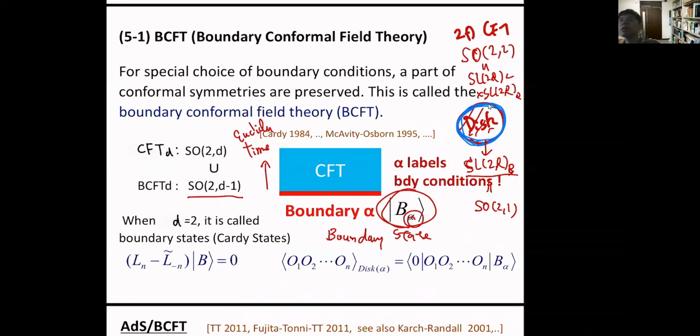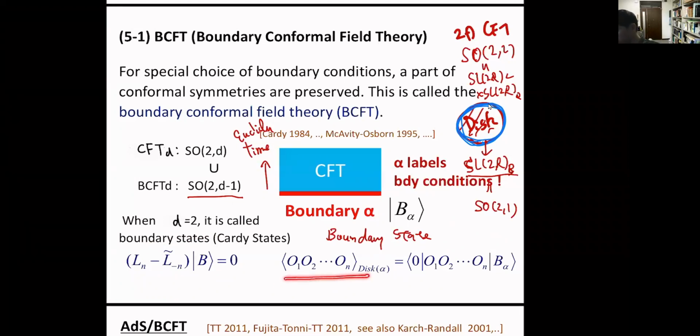Alpha is important because alpha is a label of the boundary condition. You can have many different boundary conditions, labeled by alpha. In the 2D case, this kind of boundary state is well studied and is called Cardy states. They satisfy this Virasoro condition. L_n is the left-moving Virasoro and L-tilde_n is the right-moving Virasoro, and the condition is precisely the statement that we keep one linear combination of Virasoro.